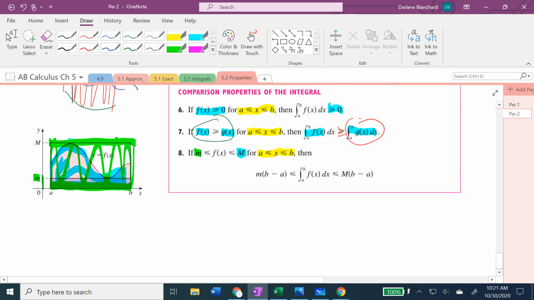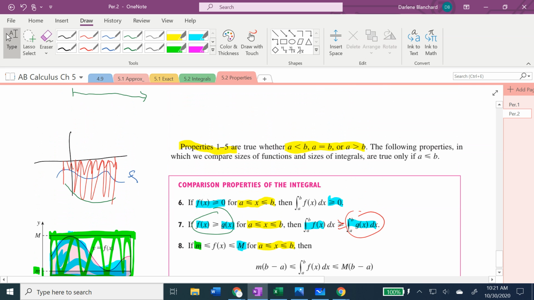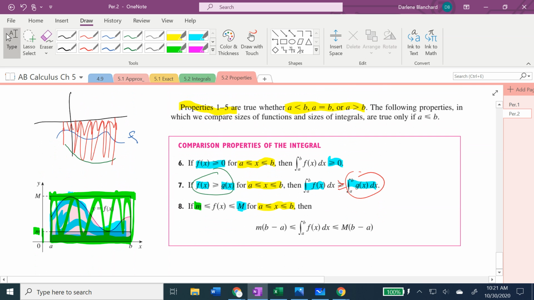And that is actually it. That's all I needed to go over with you, and then your homework won't be too bad either.